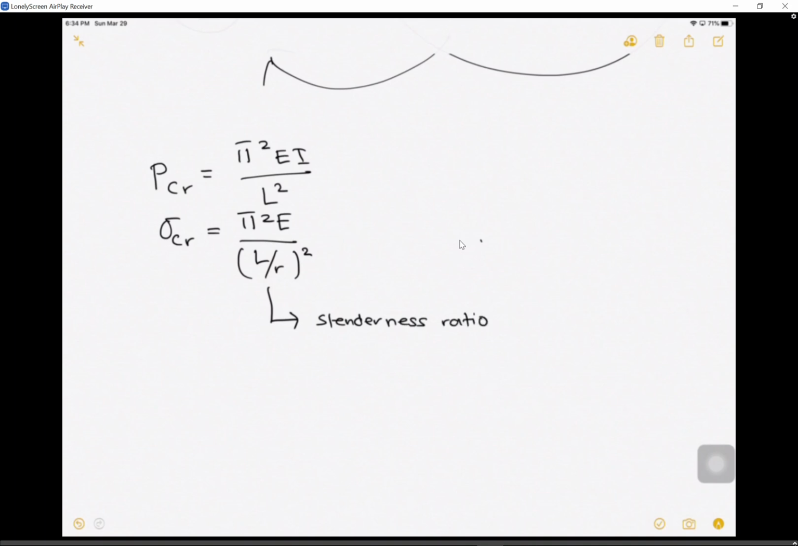So that's your slenderness ratio. And what do you mean by slenderness ratio? It's the measure of tendency to buckle. Now, that's a measure of the tendency for our structure to buckle.